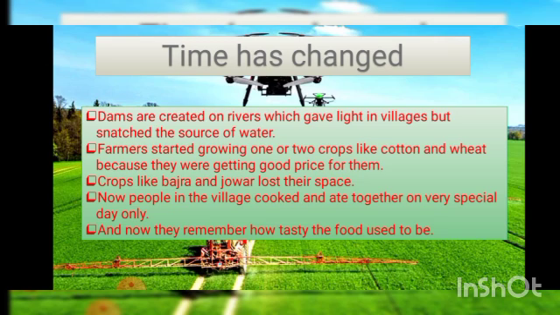Also, farmers started growing one or two crops only, like cotton and wheat, because they were getting a good price for them, and crops like bajra and jowar lost their space. Now people in the village cook and eat together only on very special occasions or special days. And whenever they sit and eat together, they always remember how tasty the food used to be.